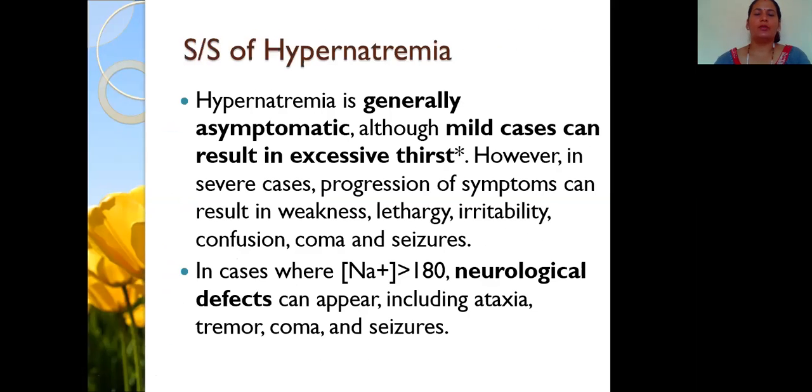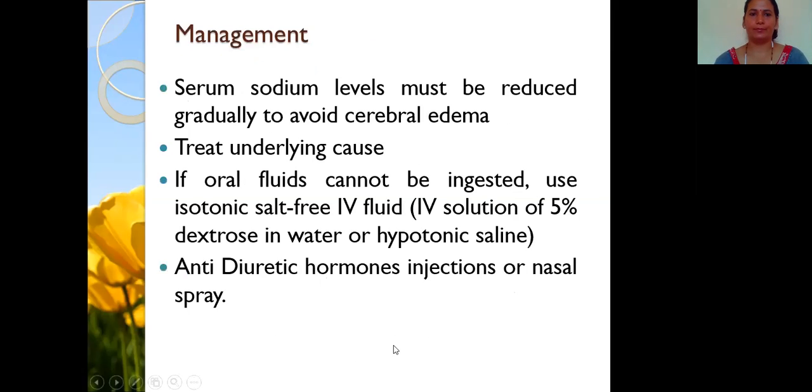Okay. Now, the signs and symptoms of hypernatremia. Hypernatremia is generally asymptomatic, although mild cases can result in excessive thirst. Excessive thirst can be regarded as the major clinical symptom of hypernatremia, and is commonly seen. However, in severe cases, progression of symptoms can result in weakness, lethargy, irritability, confusion, coma, and seizure. And in cases with sodium more than 120 mEq per liter, neurological defects can appear, including ataxia, tremor, coma, and seizure.